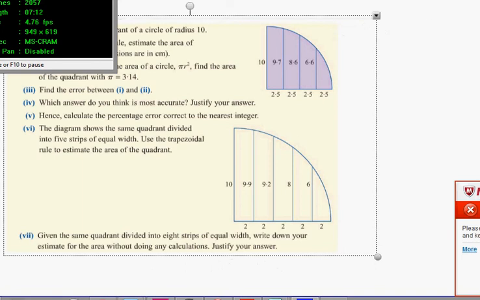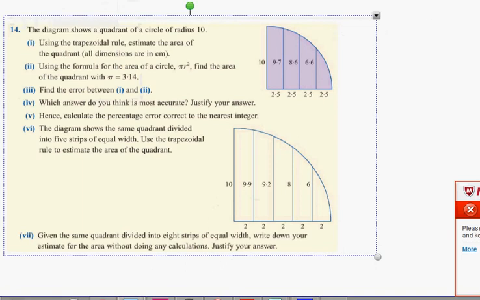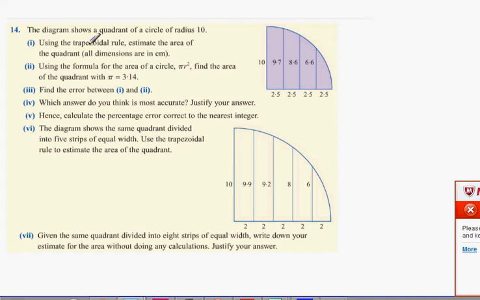Check out this one, number 14. Okay? The diagram shows a quadrant of a circle of radius 10. Using the trapezoidal rule, estimate the area of the quadrant. Now, I'm expecting you to get that the first height is 10 and the last height is 0, because it doesn't go directly up. Most of you will get that handy.